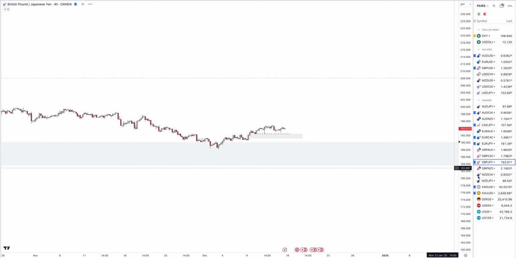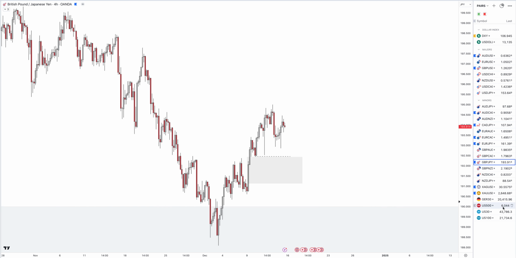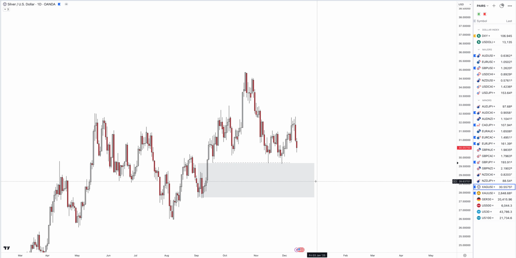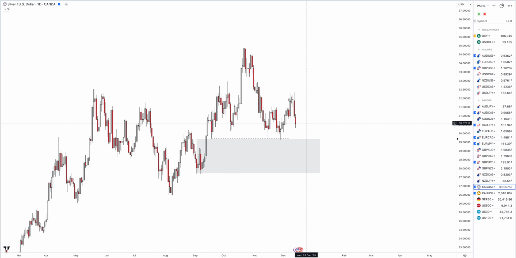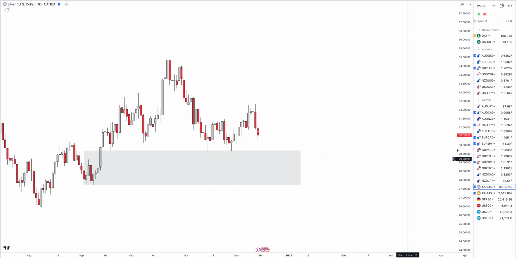So on the 4-hour time frame, I am just waiting for price to maybe come into this imbalance, and I'm going to wait for some confirmation out of this level to go long. Silver, again, I've been talking about this for a while, and it looks like it's going to be playing out. Expecting silver to come down into this imbalance on the weekly time frame. Once we tap into this imbalance, I want to see confirmation to go long.